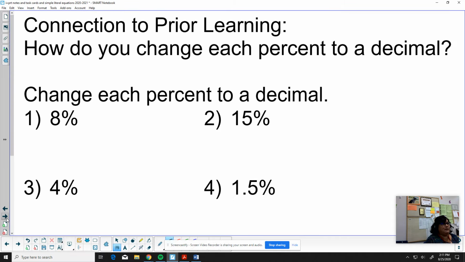All right, so the other thing that we want to do today is practice I equals PRT, because that's what's important here. So we're going to change each percent to a decimal. Okay, so this is back in middle school.